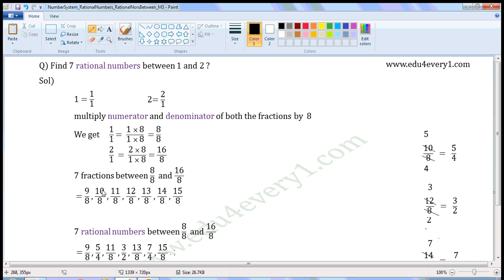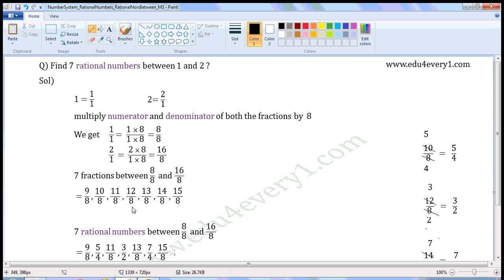Now, remaining fractions 10 by 8, 12 by 8, 14 by 8. In 10 by 8, 10 and 8 have a common factor 2. So divide the numerator and denominator by the common factor 2. 10 when divided by 2, we get 5. 8 when divided by 2, we get 4. Now 5 and 4 do not have any common factor, so write it as 5 by 4. As 5 and 4 do not have any common factor except for 1, it is a rational number.